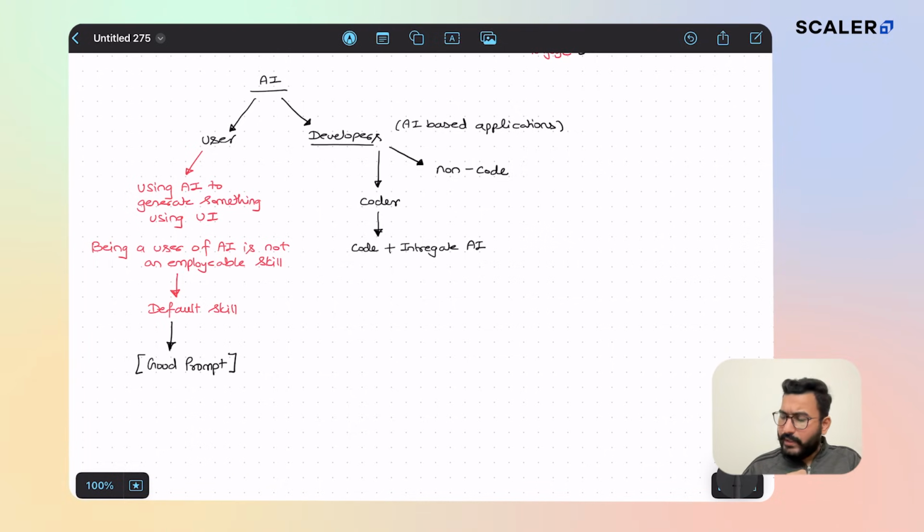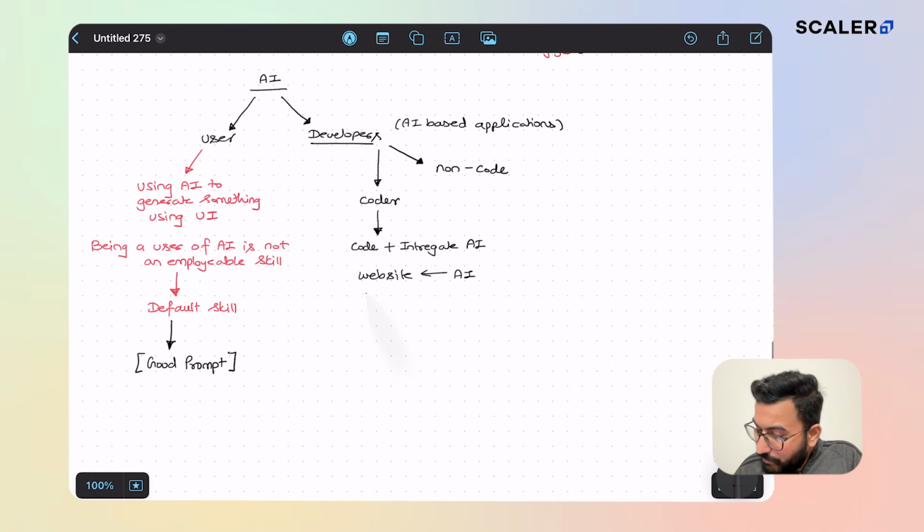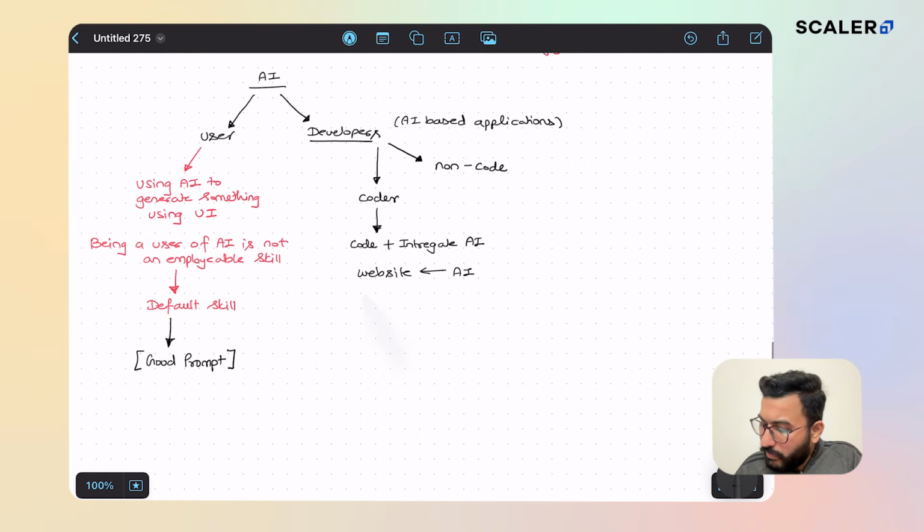Let me take one example. Let's say you are building a website. Can you add AI into it? Can you add an AI chatbot? Can you add AI applications? Can you add an AI interface? Can you do something using AI? Let's say you are building a website, or not a website, let's say a mobile app.